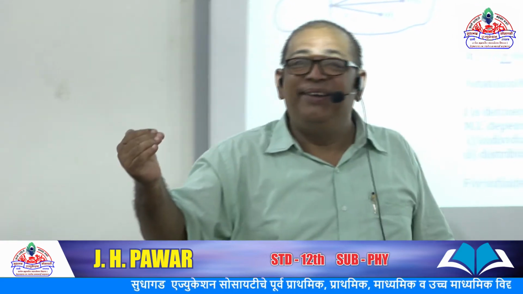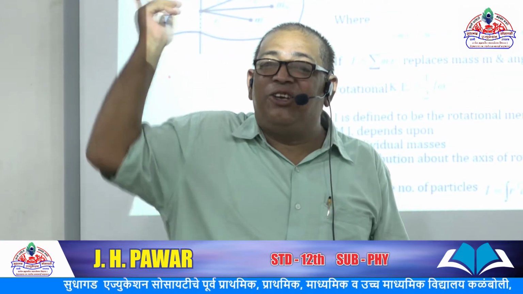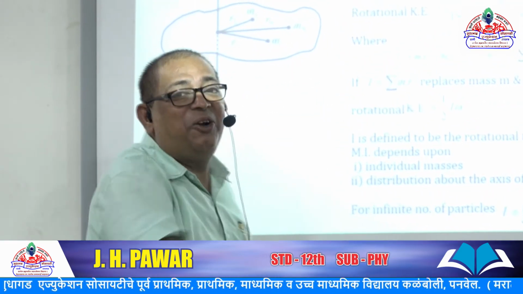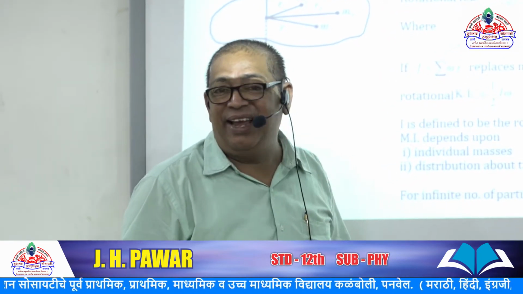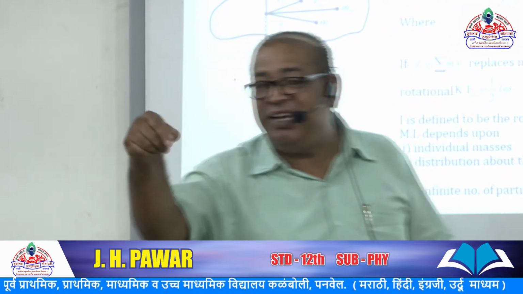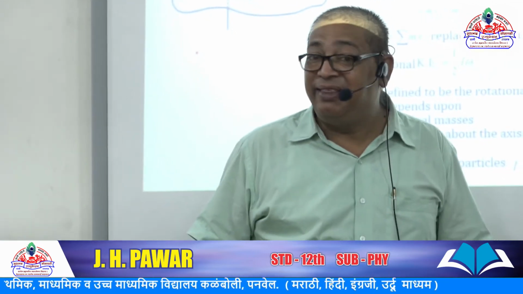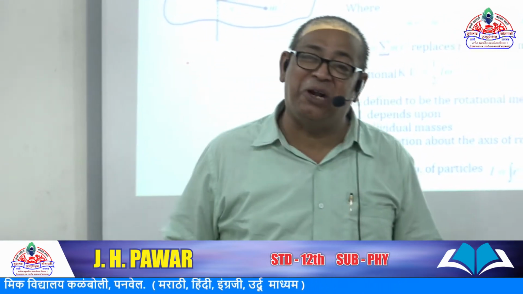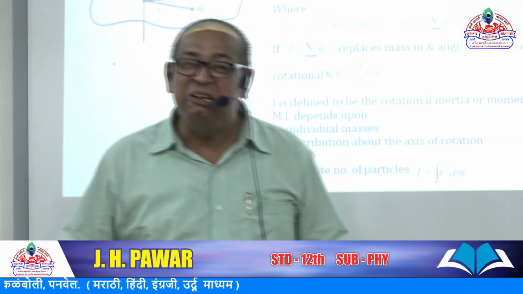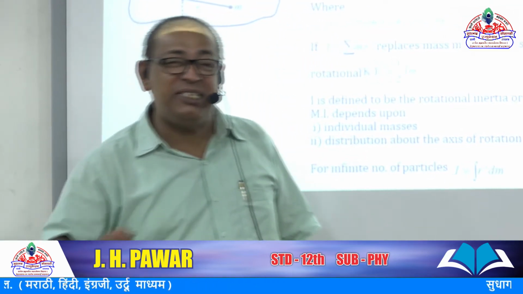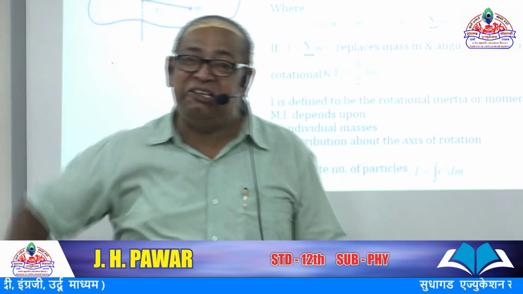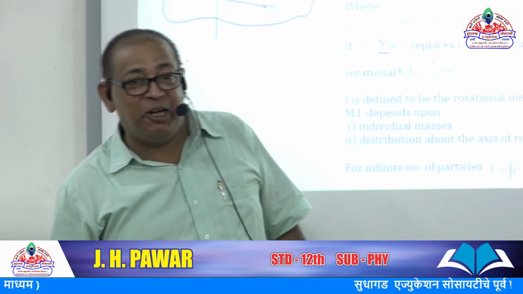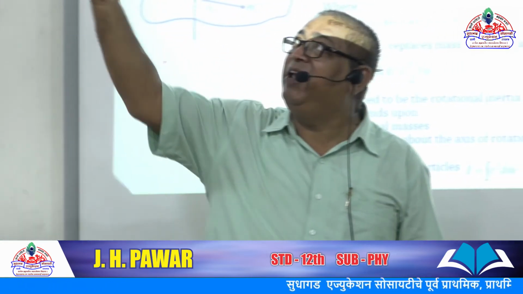No doubt, velocity also increases because omega is a constant. Then v equals r omega, so we consider v is directly proportional to r. Then one thing should be noted: the particles which are closer to the axis of rotation are the lazy particles. Their linear speed is less, but the particles at the edge are the busy particles, not the lazy particles, and they are moving faster.